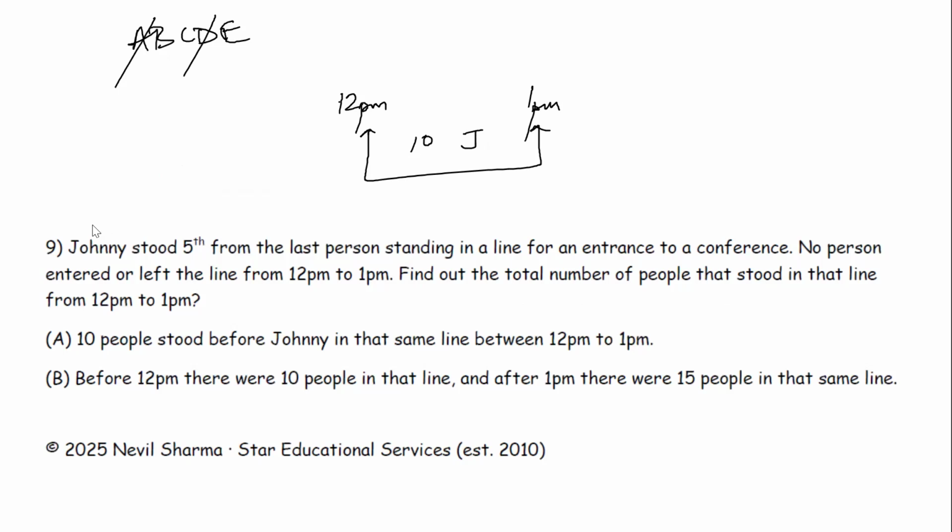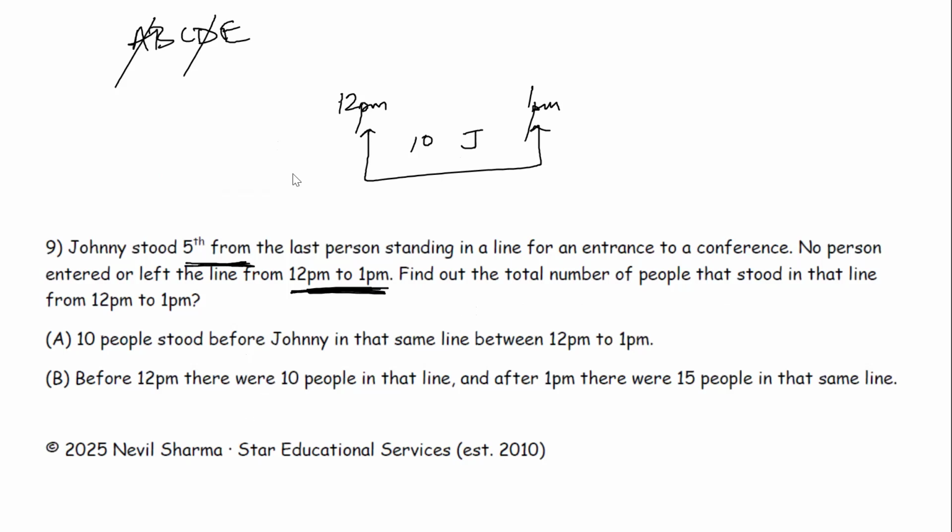And Johnny stood fifth from the last. So we cannot assume that it is between 12 and 1, because they're very particular about mentioning 12 to 1 in every case, but not in the first statement, that Johnny stood fifth from the last. So he could have stood fifth from the last before 12 p.m. also, and after 1 p.m. also. We don't know. So A doesn't answer.